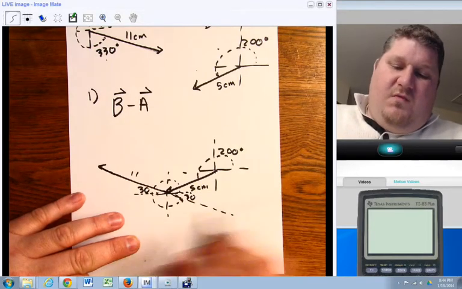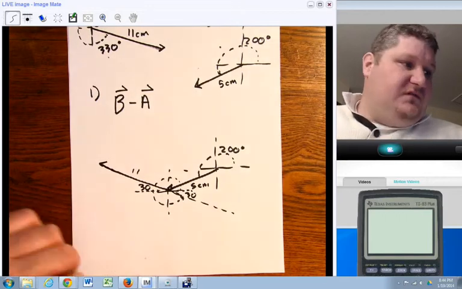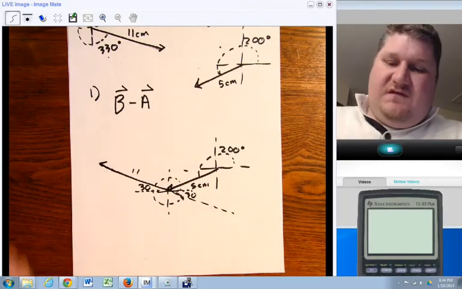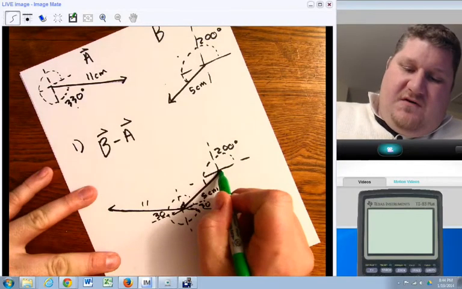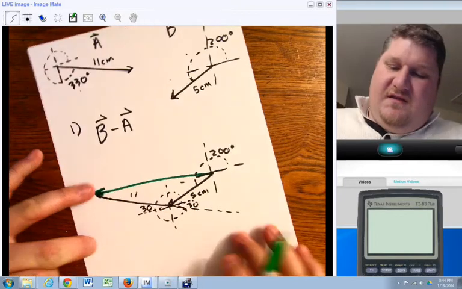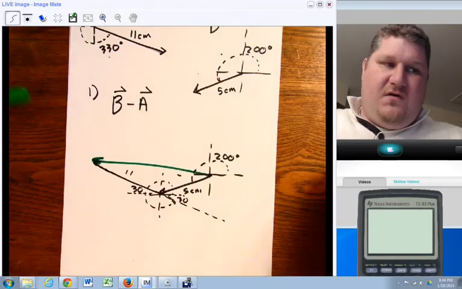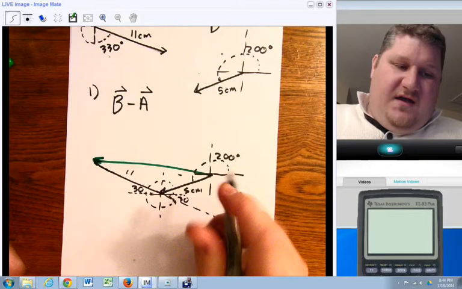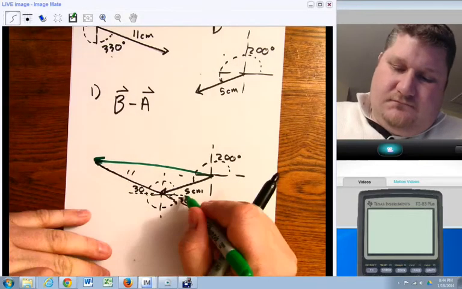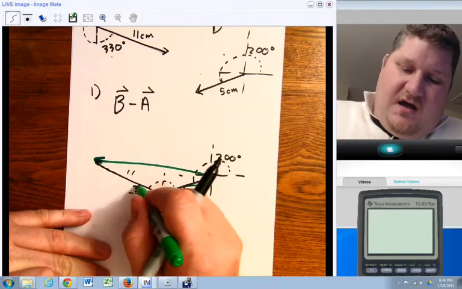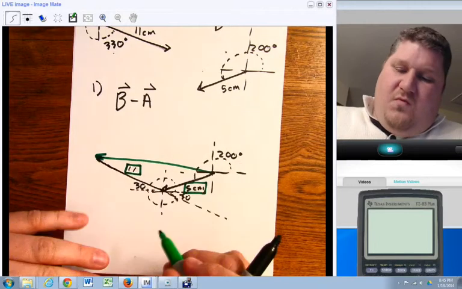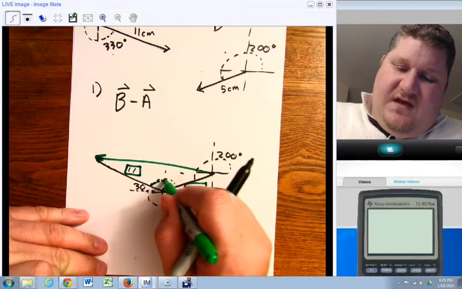So, what we need to do is find a resultant. That resultant is going to be from the tail of the first to the head of the last. That's what we're looking for. Now, I know 5. I know 11. What I need is this angle in here.